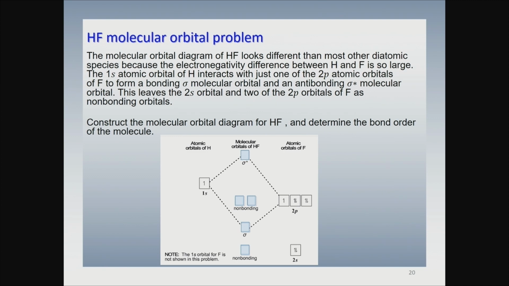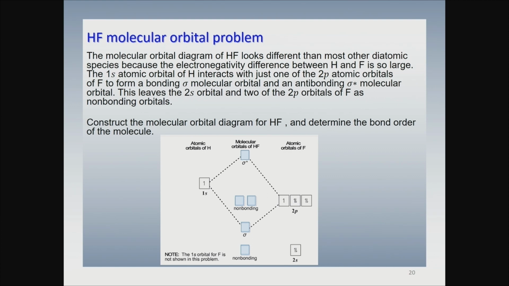So this is a little bit different than what we've been doing before. What we've been doing before is looking at two atoms of the same element bound together, and those are called homonuclear molecules. And here what we're looking at is two different elements bound together, and these are called heteronuclear molecules. And so HF is a heteronuclear molecule, and so we're going to, again, try to figure out its molecular orbitals and its electron configuration. So the problem reads as follows.